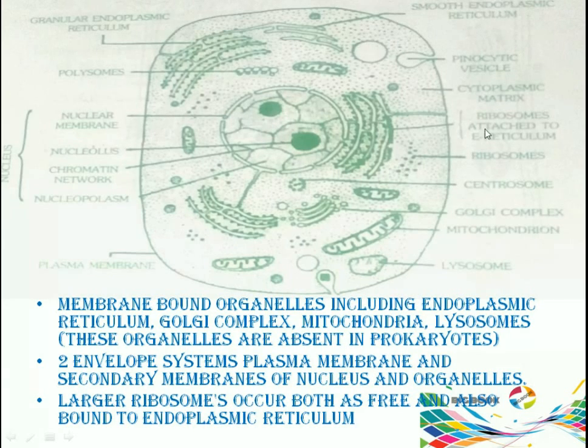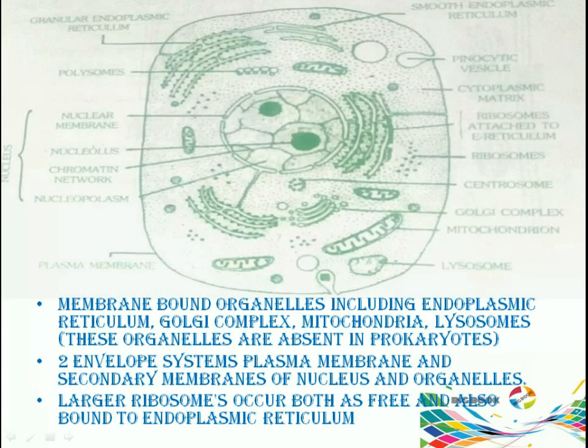Even the nuclear membrane is also a secondary form of membrane, because these are called secondary membranes as they are a little bit different in specification compared to the plasma membrane, and they are present within the cell.